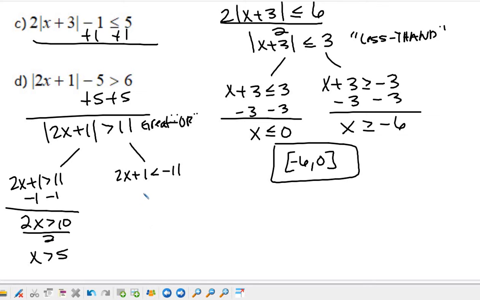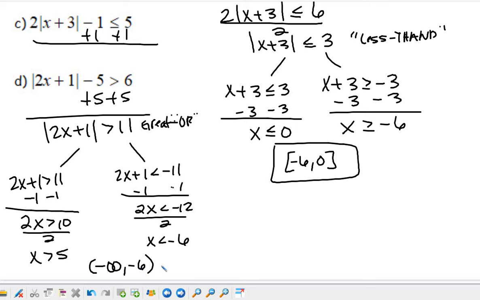So x is greater than 5. So I have 2x is less than negative 12. So x is less than negative 6. So notice these do not go in the same direction. Negative 6 goes to the left of negative 6, and this goes to the right of positive 5. So it would be negative infinity to negative 6, union 5 to positive infinity.